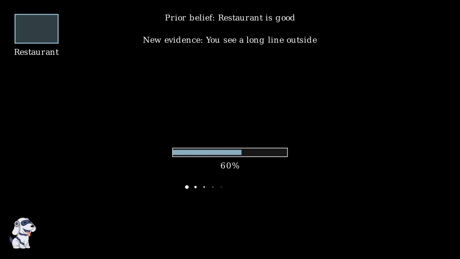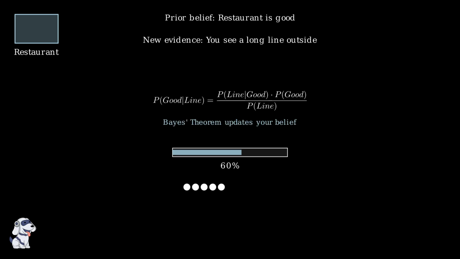As you approach, you see a long line of people waiting. This new evidence suggests the restaurant might be popular and good. To update your belief, you use Bayes' theorem. It combines your prior belief with the likelihood of seeing a line given that the restaurant is good. Applying the calculation, your confidence increases from 60% to 85% that the restaurant is good.